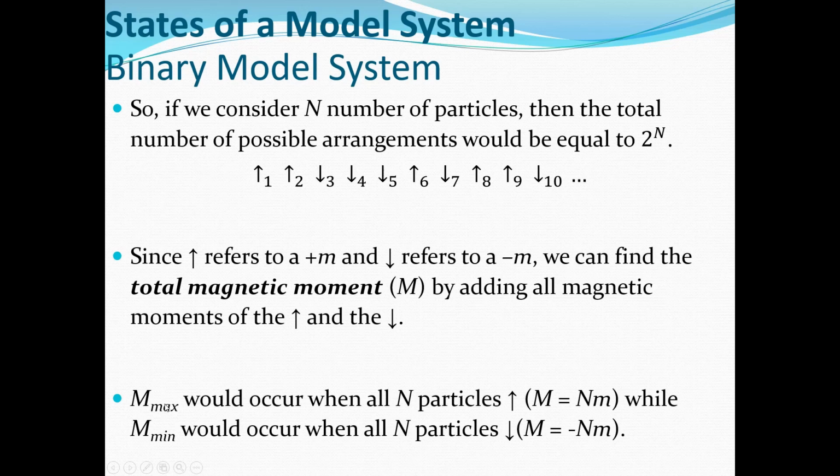Now, the maximum total magnetic moment we can get is if all of these are pointed upwards. So we'd have n particles all with a magnetic moment of plus m, giving a total magnetic moment of nm, a positive value. Likewise, the minimum total magnetic moment I could get would be if all of them were pointed down, each with a magnetic moment of negative m. So for n particles, it would be the product, negative nm. All right, this is going to play a part in a second.